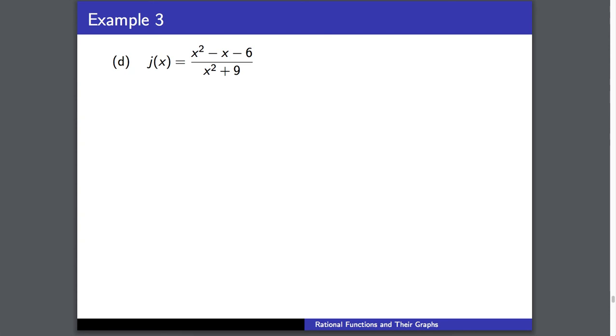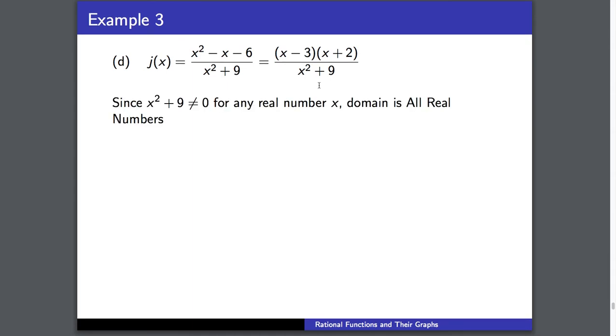All right, part D, we have j of x equals x squared minus x minus 6 over x squared plus 9. So we change the minus in the denominator to a plus. If we factor this, we get x minus 3 times x plus 2 again on top. And then x squared plus 9 does not factor, at least in terms of real numbers. So x squared plus 9 is actually never going to equal 0 for any real number of x. So our domain is all real numbers.